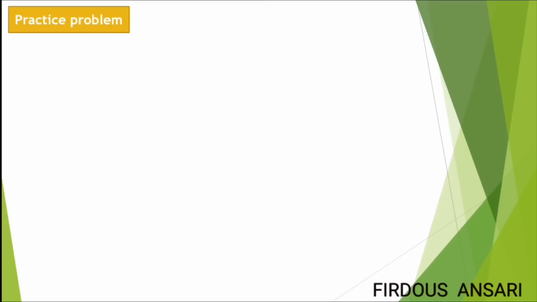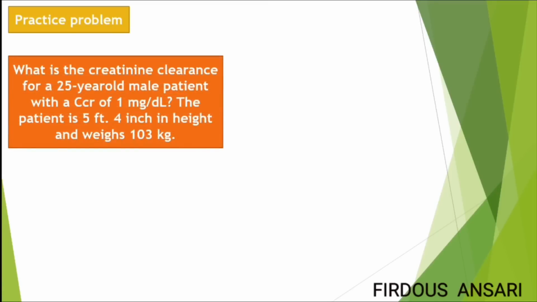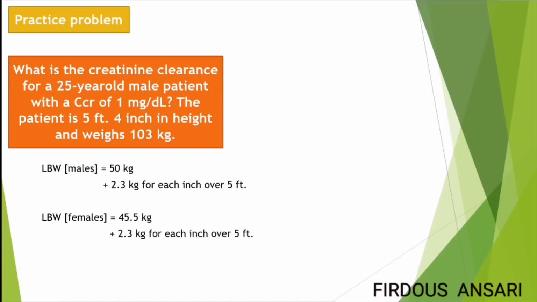Similarly, we have another problem. What is the creatinine clearance for a 25-year-old male patient with serum creatinine of 1 mg per deciliter? The patient is 5 feet 4 inches in height and weighs 103 kg. So 103 kg is not a normal weight, it is an abnormal weight. So you can say the patient is obese and the creatinine clearance should be based on the ideal body weight. So we need to check the ideal body weight. We have this formula. And what is the gender of the patient? Yes, he is a male.